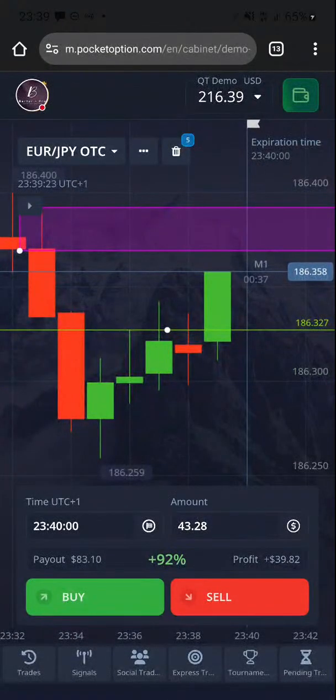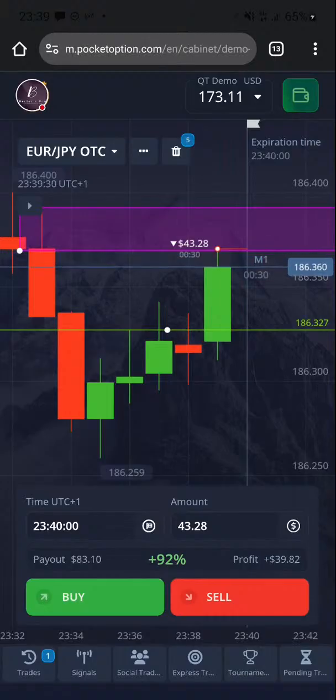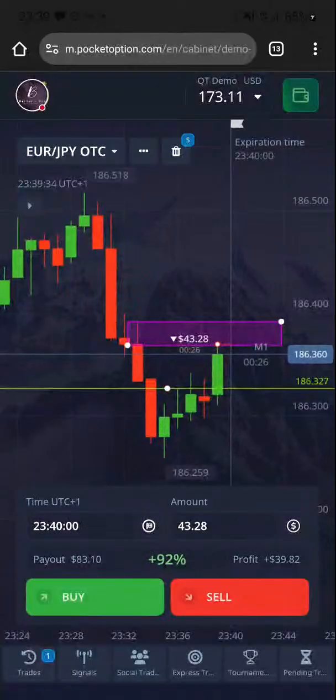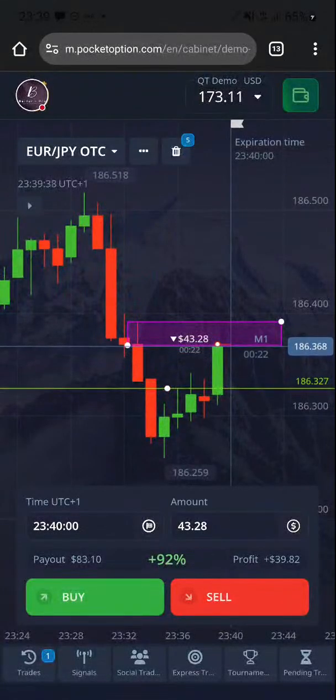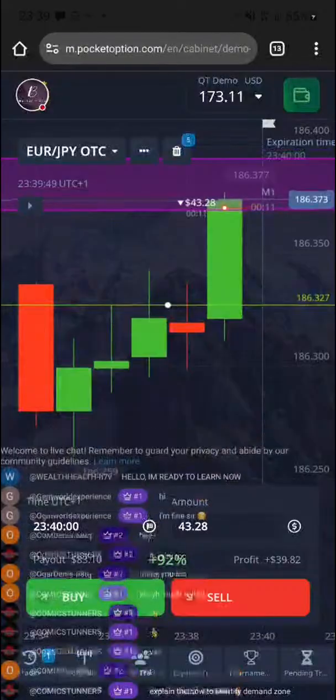This is a good entry. I'll wait for it. Let's see. Yes, that's a very good entry. I'm expecting a retracement from here, so I pray that retracement holds down. The sellers are actually meant to come in from here. Okay, I will explain how to identify demand zones now.